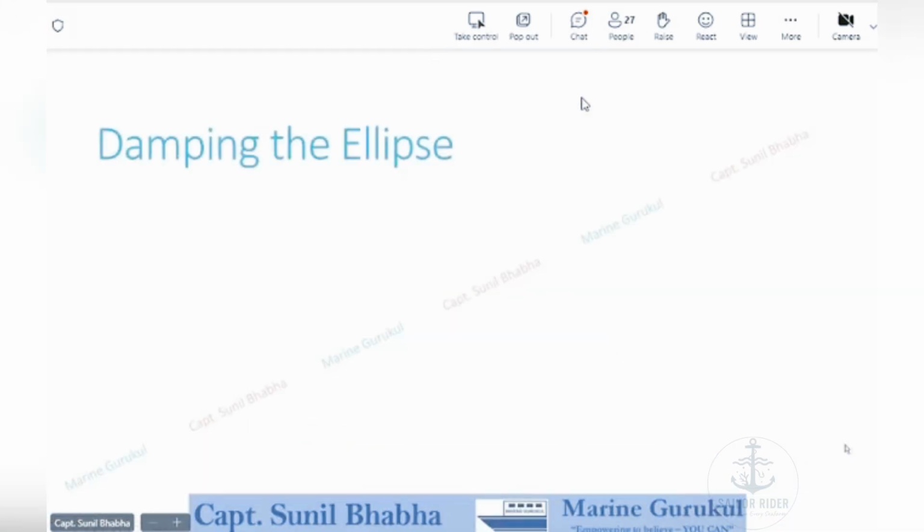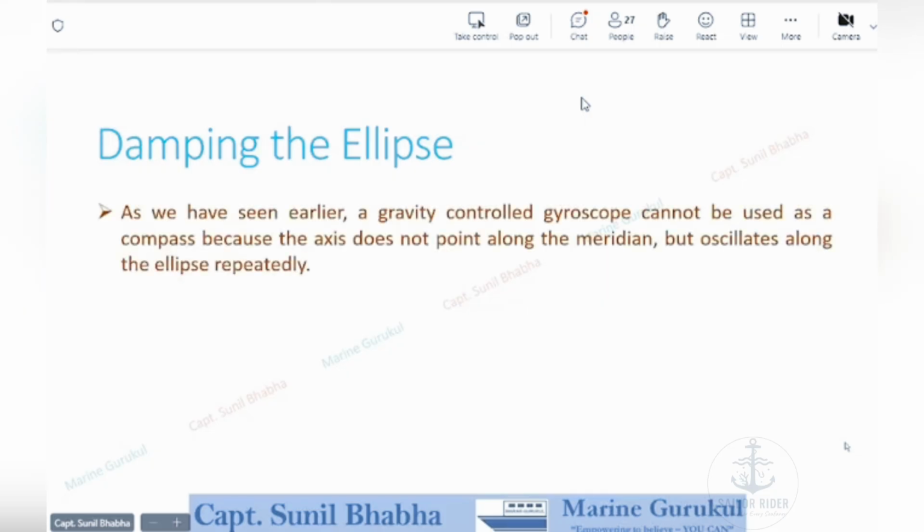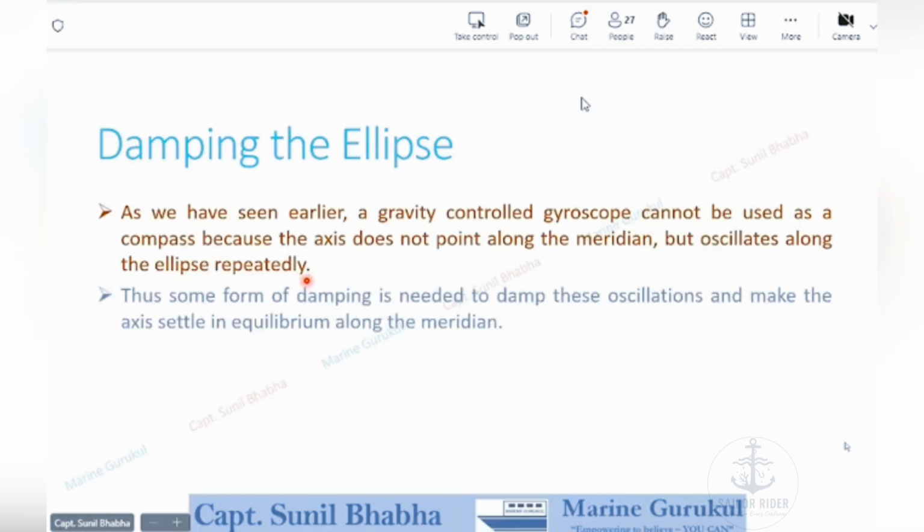In this presentation, we are going to see how the elliptical motion of a gravity-controlled gyroscope is dampened and how it is converted into a north-seeking gyro compass. We have seen earlier that a gravity-controlled gyroscope cannot be used as a compass because its axis does not point along the meridian. The axis keeps on oscillating along the ellipse repeatedly. Thus, some form of damping is needed to dampen the oscillations and make the axis settle in equilibrium along the meridian so that we can use it as a direction finding instrument.